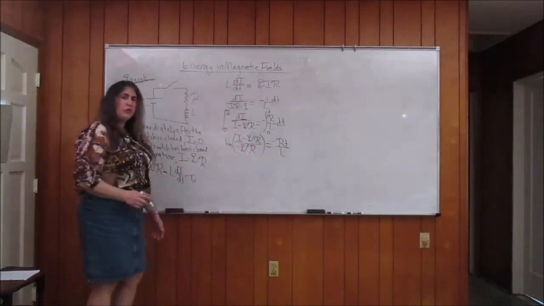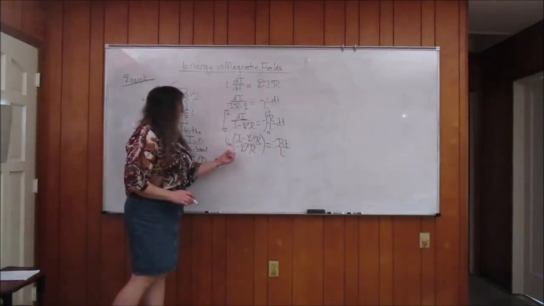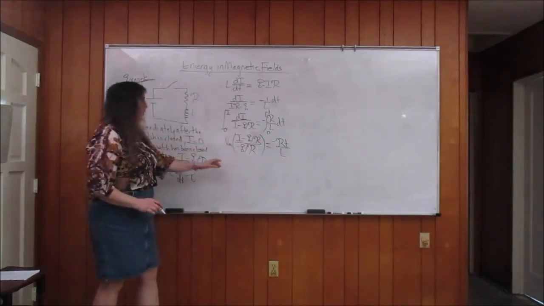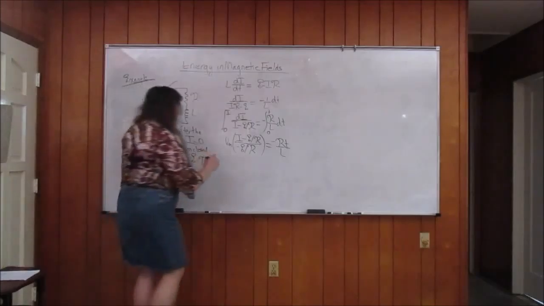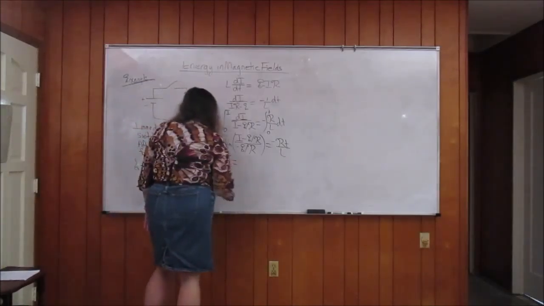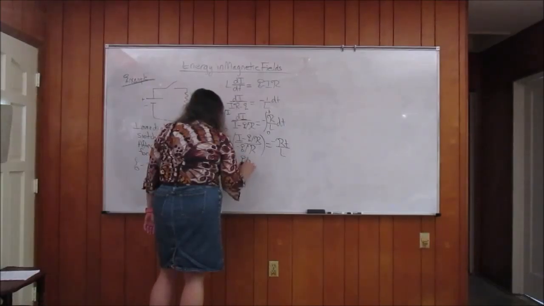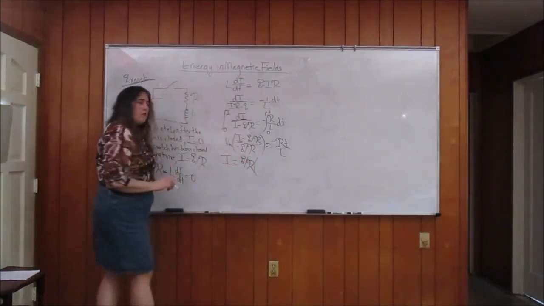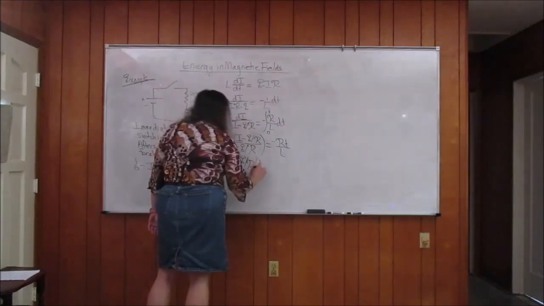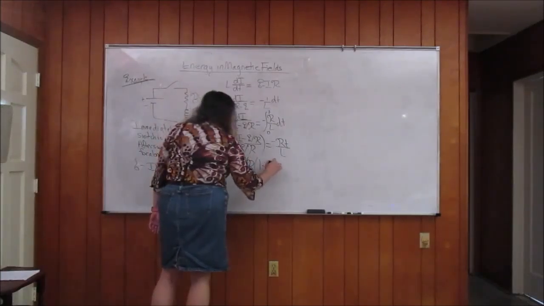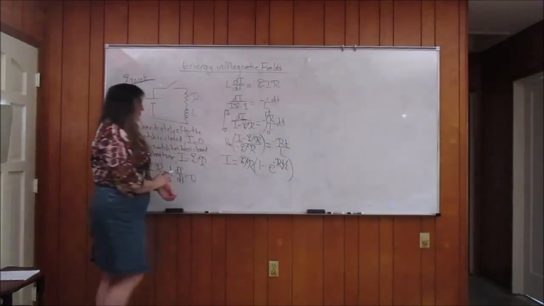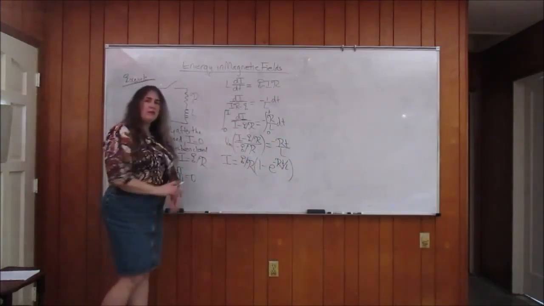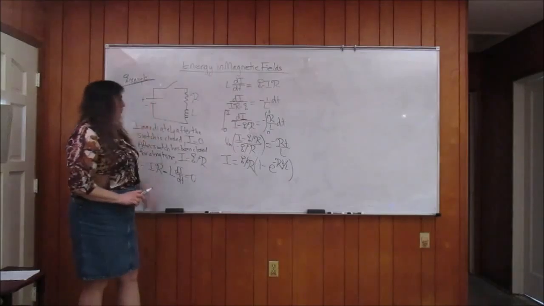I'm going to solve for the current. That's what I'm after. So if I take the exponential of both sides and then multiply both sides by minus EMF over R, eventually I would wind up with EMF over resistance times 1 minus e to the minus Rt over L. And that's how your current behaves after you've closed the switch.